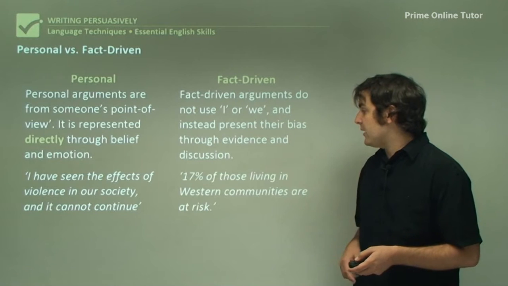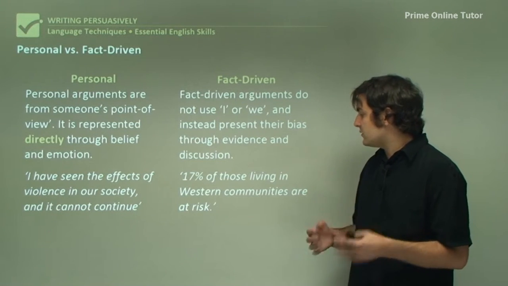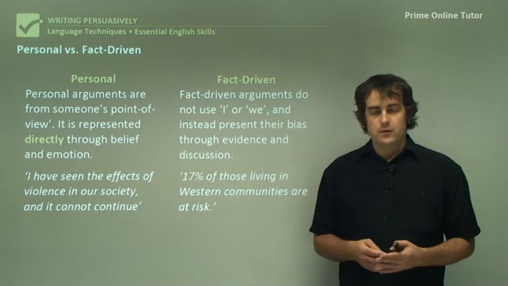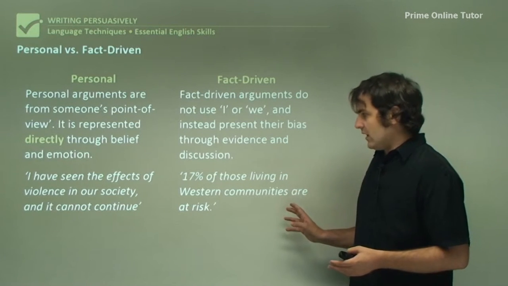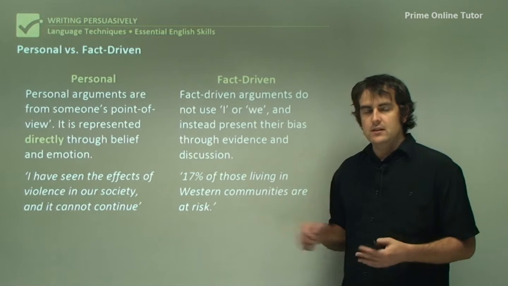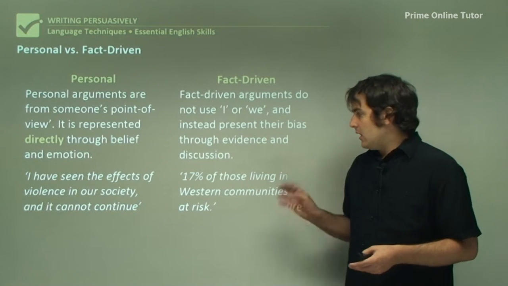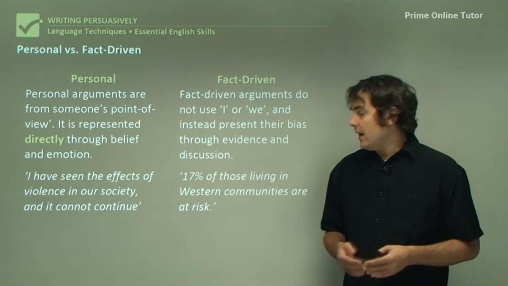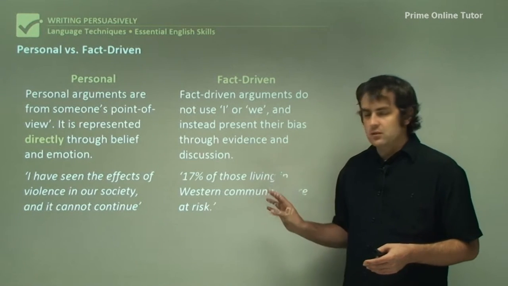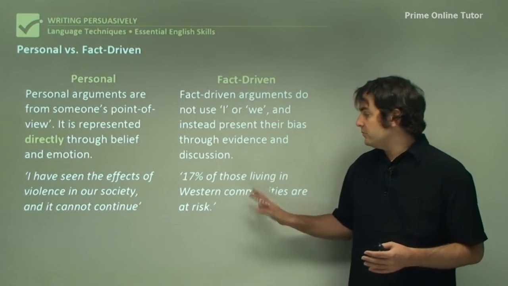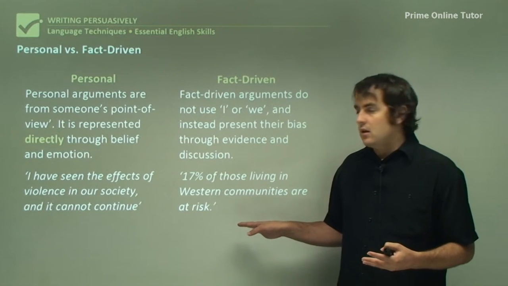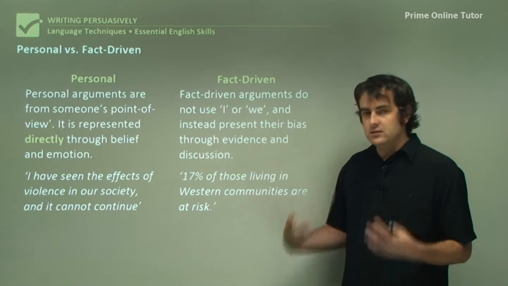If we're using the fact-based approach, 17% of those living in Western communities are at risk of violence, or whatever it may be. Again, those two quotes can be saying exactly the same thing. Could be trying to persuade someone to support the exact same cause, and essentially they're completely different approaches. This one can be completely anonymous. I mean, it's using facts, it's using statistics. And those statistics are proven.